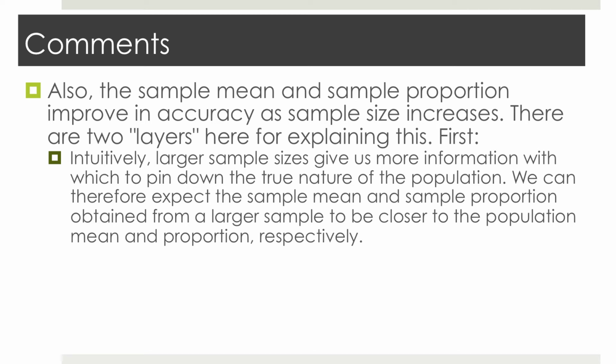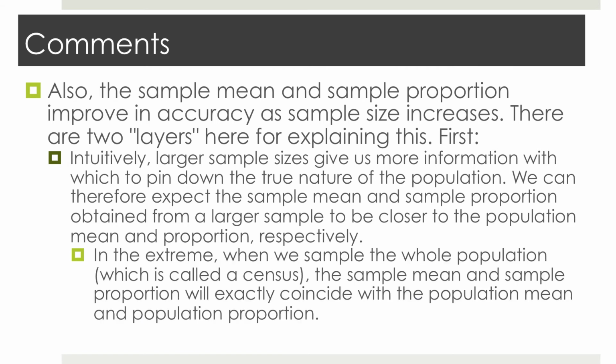So we can expect that the sample mean or the sample proportion that we obtain from a larger sample is going to be closer to the corresponding population parameter. Now, in extreme cases, if we were to actually sample the whole population like we do in a census, the sample mean and the sample proportion will coincide with the population mean or proportion. However, conducting a census can be incredibly expensive, and so it's not really practical. So generally speaking, we look for sample sizes that are large enough to give us a degree of confidence that we can use when we're making our inferences.